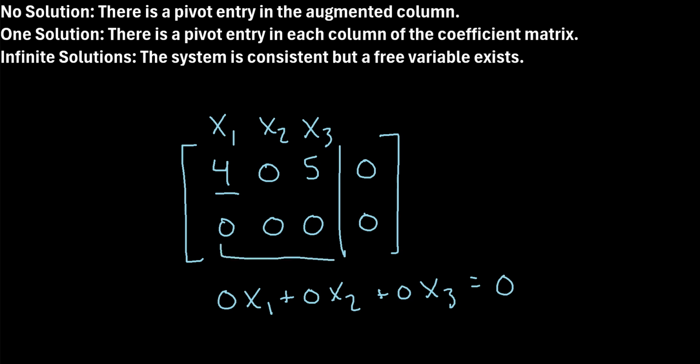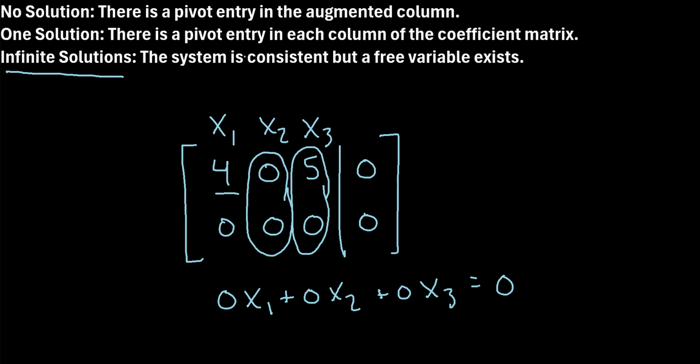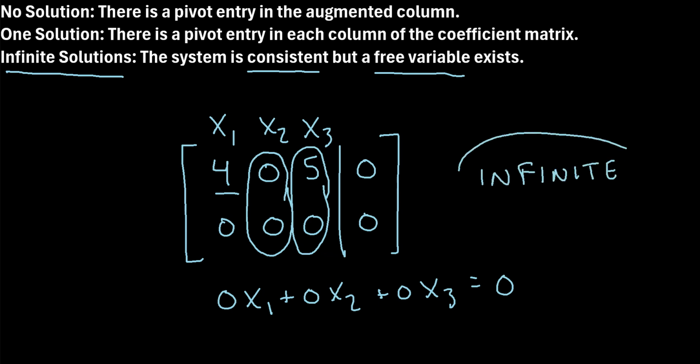So we would say that this last linear equation is consistent, but notice that free variables exist in our coefficient matrix. Here's a free variable, and here's a free variable, because neither of them has a pivot entry in their column. So with all this information, this corresponds to an infinite number of solutions, because the system is consistent but free variables exist. So we would say an infinite number of solutions for this particular set of linear equations.